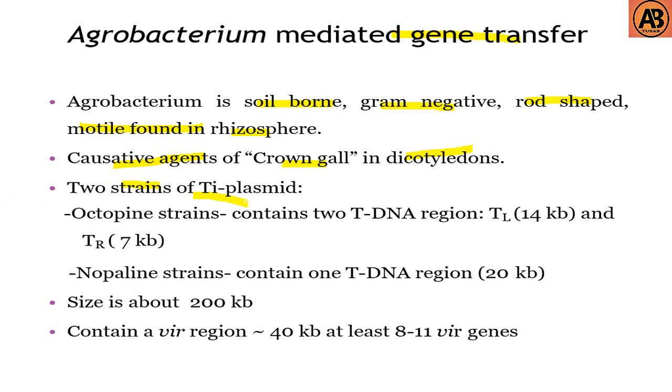Two strains of Ti plasmid. Octopine strains contain a T-DNA region of TL 14 kb and TR 7 kb. Then nopaline strains contain a T-DNA region of 20 kb. The size is about 200 kb, containing a vir region of 40 kb, with at least 8 to 11 vir genes.